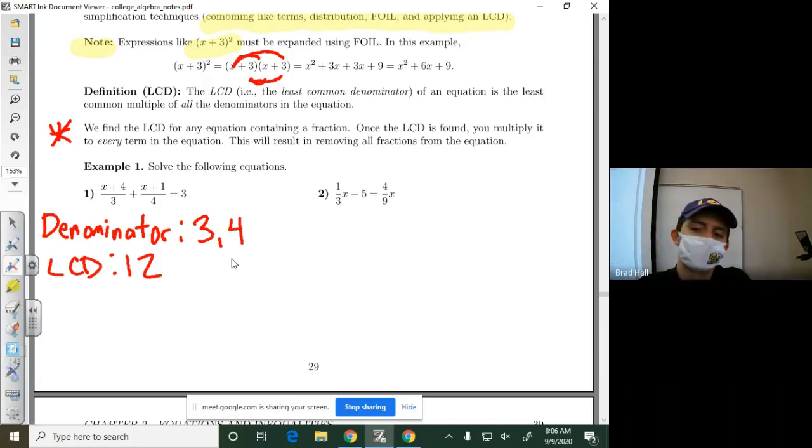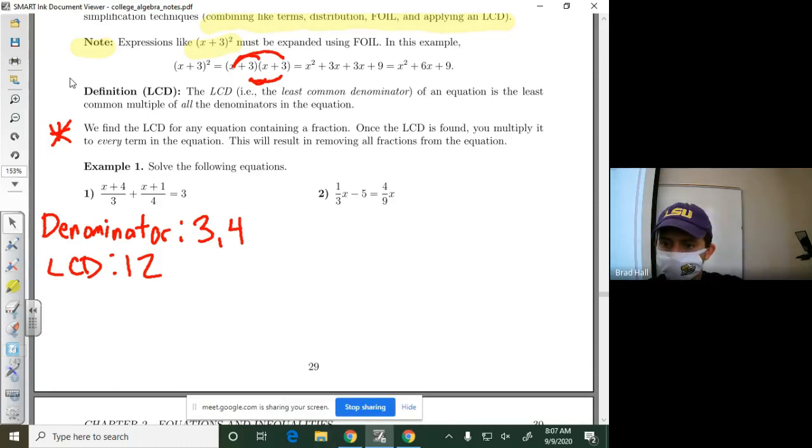So let's think about it. 12 is the least common denominator because 12 divided by every denominator that we have is a whole number. 12 divided by 3 is 4. 12 divided by 4 is 3. And that is the thought process we are going to use. The least common denominator is the least multiple of all the denominators, or in other words, the smallest number or expression that all the denominators go into.